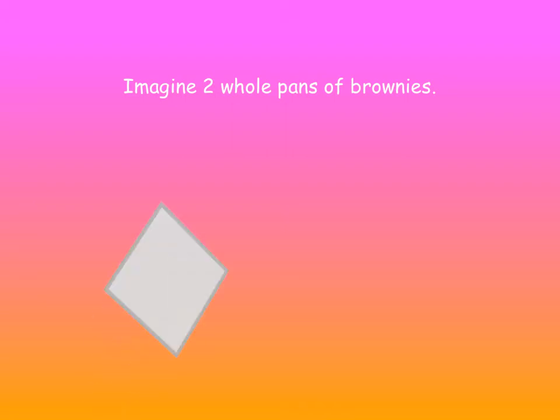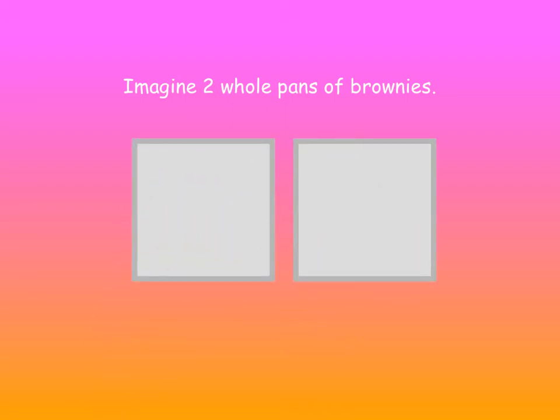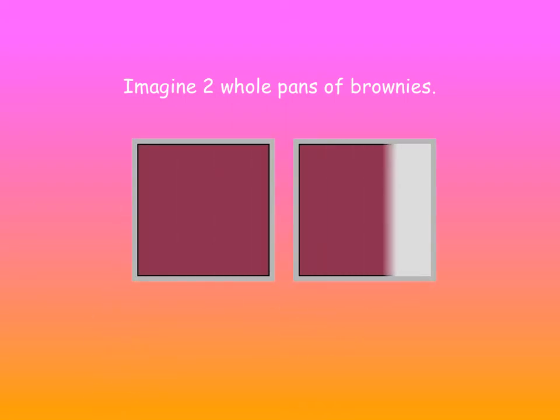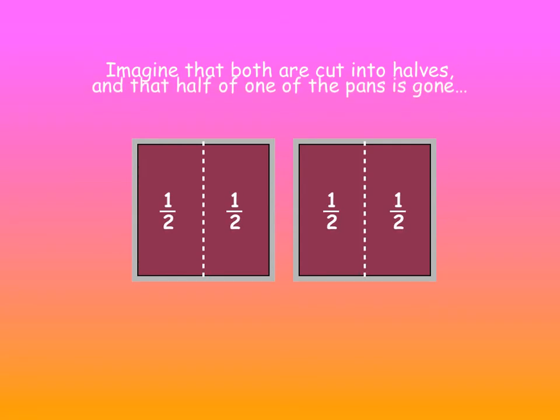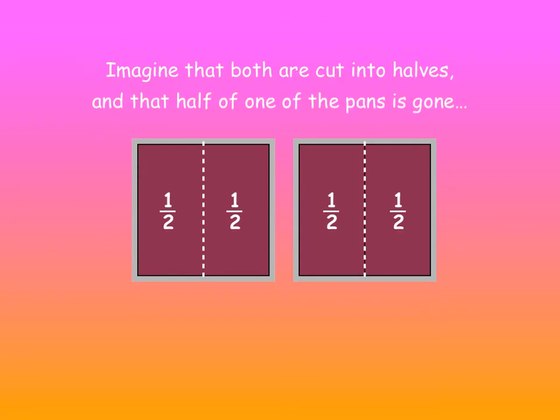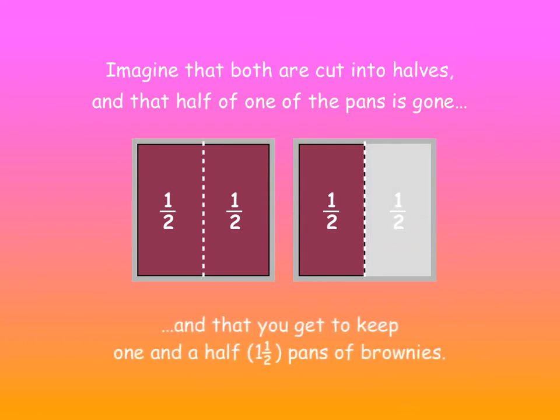Imagine 2 whole pans of brownies. Now imagine that both are cut into halves, and that half of one of the pans is gone, and that you get to keep 1½ pans of brownies.